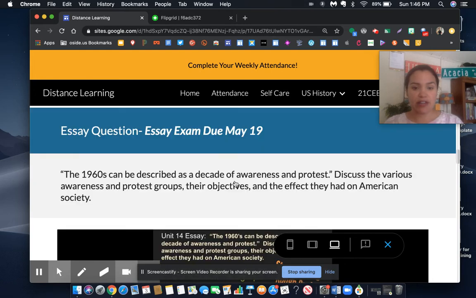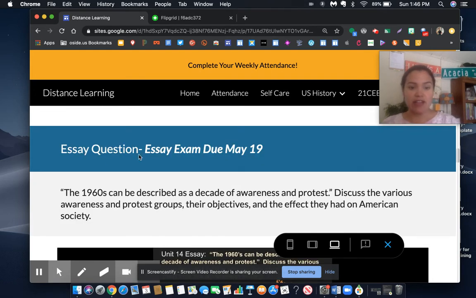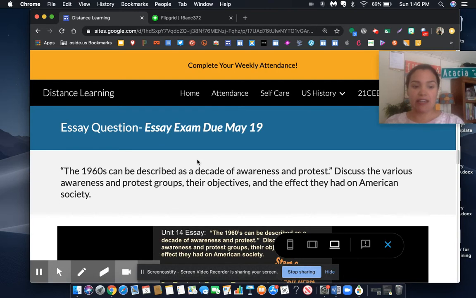So this is on your 1960s website. And let's take a look. Essay question. Essay exam is due May 19th. Here is the essay question. The 1960s can be described as a decade of awareness and protest. Discuss the various awareness and protest groups, their objectives, aka goals, and the effect they had on American society.